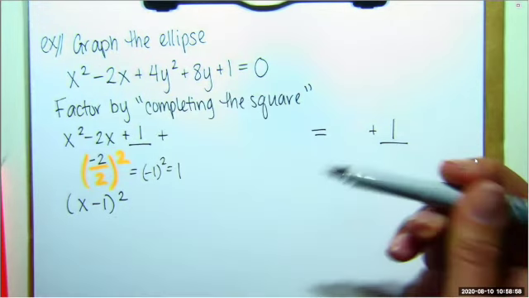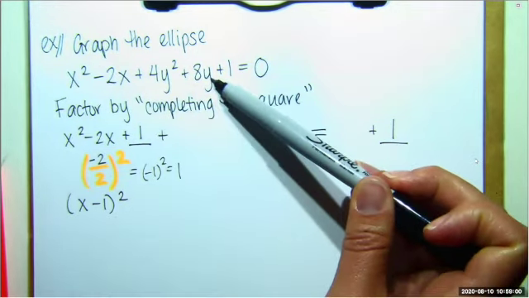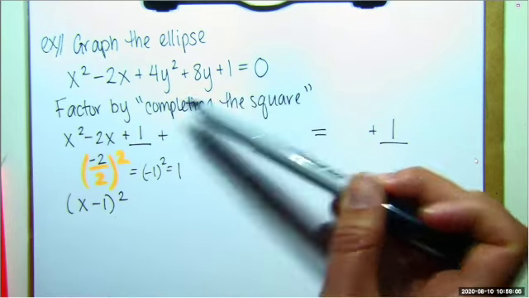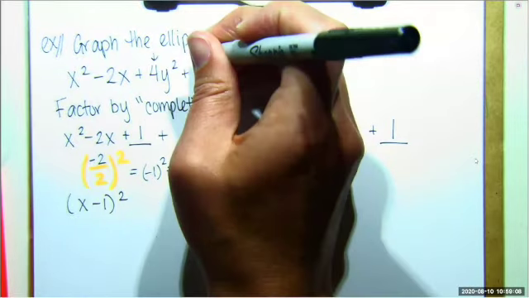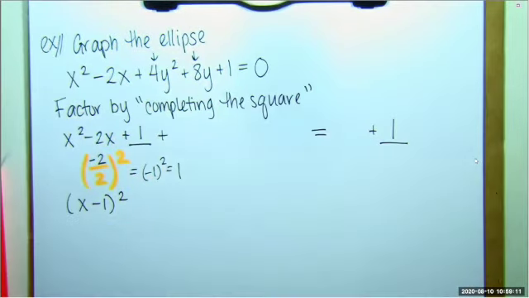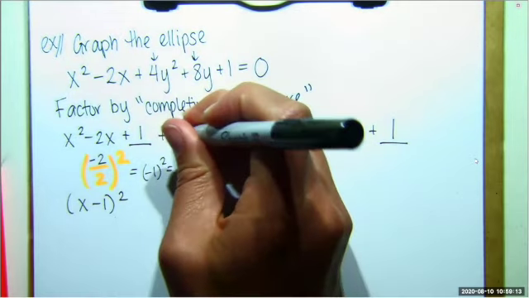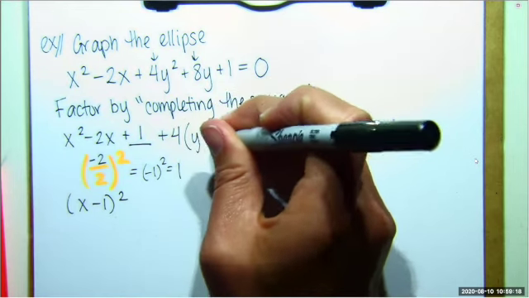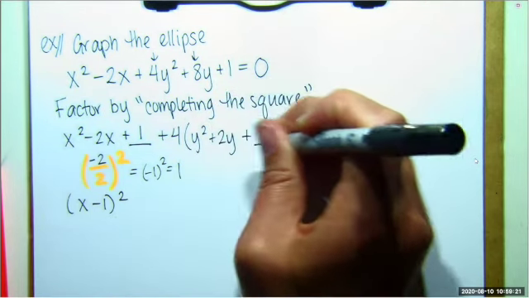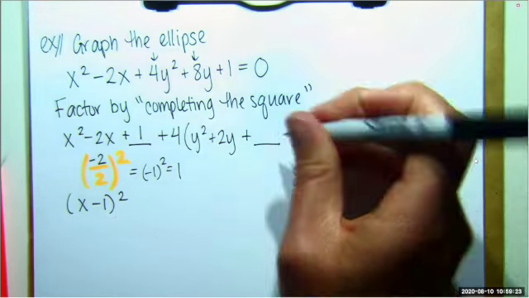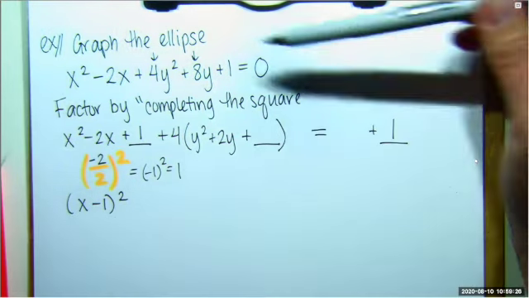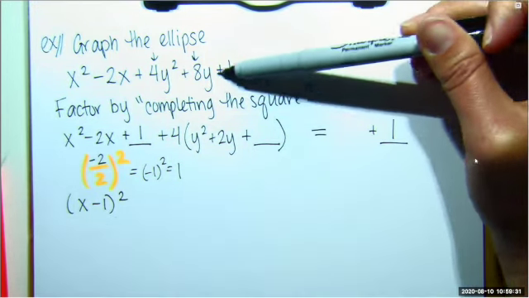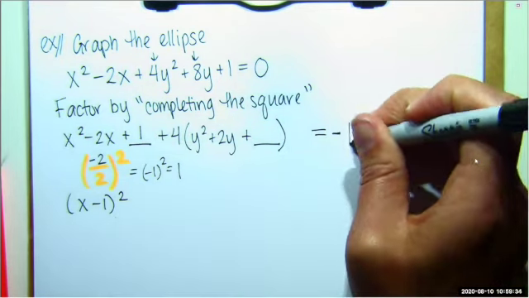Now we need to handle these y terms. I have 4y squared plus 8y. What I want to do is complete the square and factor this as well. This one's different because we have these numbers in front. So the first thing I'm going to do is pull out that 4. If I pull out a 4, that gives me y squared plus 2y, and I'm going to put plus a blank here. That's what we need to fill in to complete the square. Now, this plus 1 I have right here, we need to move that to the right side. So I'm going to write that as a -1 over here.